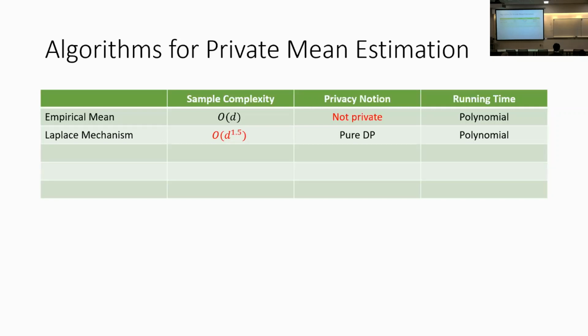Cool. That's one simple algorithm. We'll see the second algorithm is very similar, which is the Gaussian mechanism. This is almost exactly the same thing. There are some crucial diffs, which I will highlight. Essentially, you add Gaussian noise instead of Laplace noise.